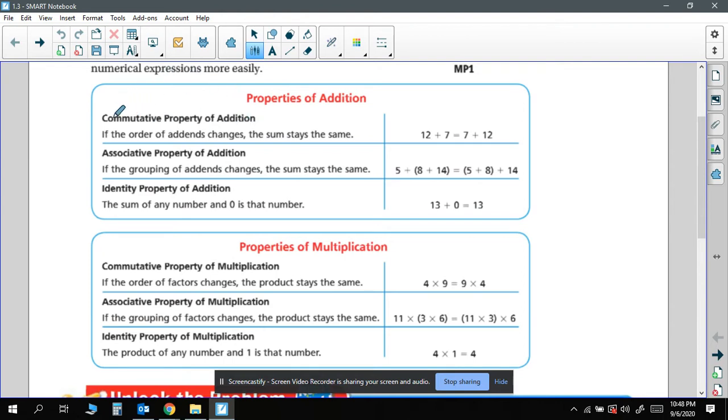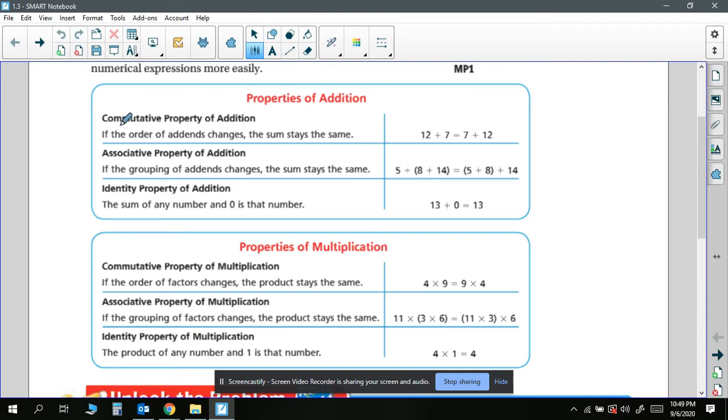the first one we have here is the commutative property of addition. What it says is if the order of addends changes, the sum stays the same. So let's look at our example here. If we have 12 plus 7, and we switch them and have 7 plus 12, it's still going to give us the same answer. So what the commutative property of addition says is no matter which way we have those addends, if we switch them up, it doesn't matter. You're still going to get the same answer, the same sum.